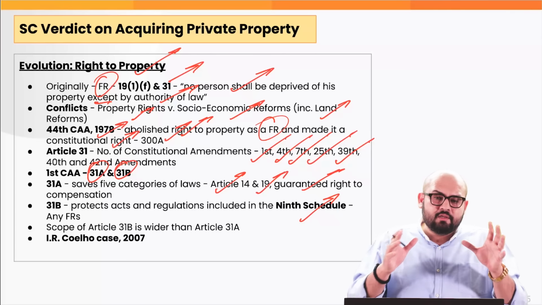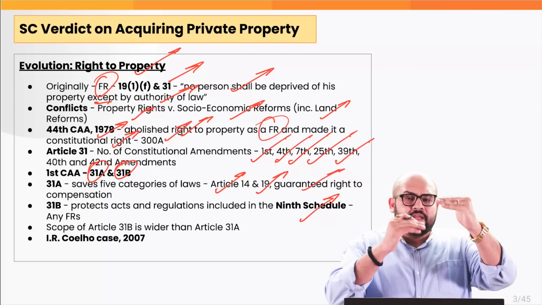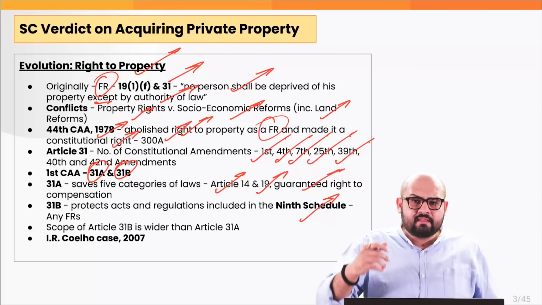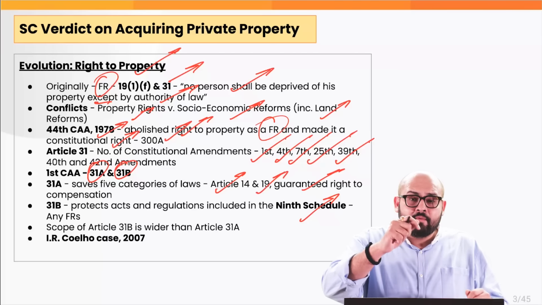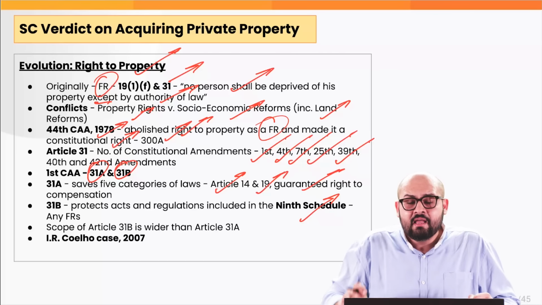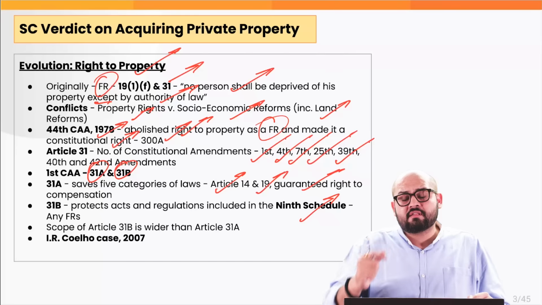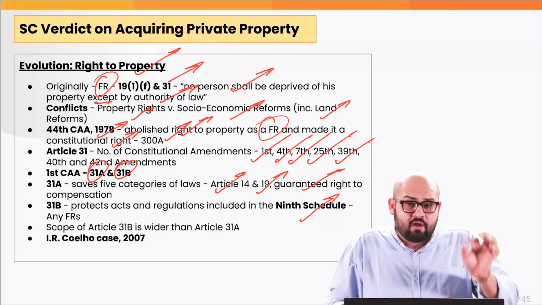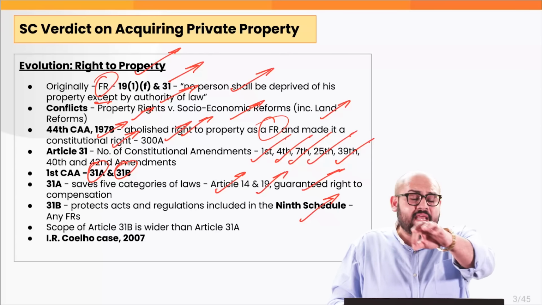Right? So what you need to understand is that in 31A, we are saying that if the state makes a law which has a link with 5 categories of those provided in 31A, then even if it infringes upon any aspect of Article 14 or Article 19, it would not be invalidated.